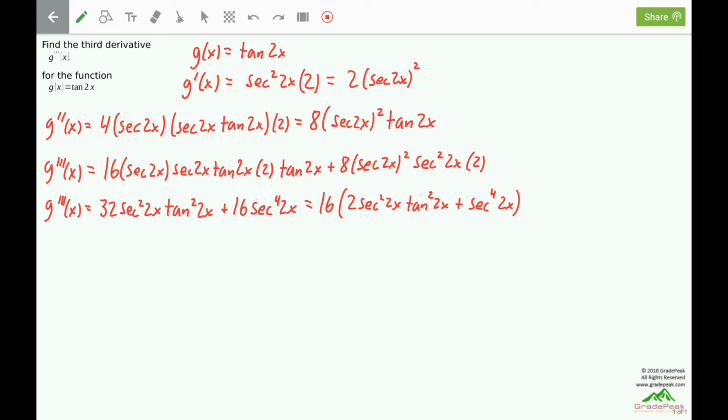And we also have a power of secant that can factor out. So in each of the terms, we have secants. Here it's a power of 2, here it's a power of 4. We can factor out the lower of the 2, that's the power of 2. So 16 secant squared of 2x. And factoring out a secant squared, that will remove both of them from the first term. So we'll have the 2 and we will have the tangent squared of 2x left over. And from the second term we will take out 2 powers of the 4, leaving 2. We'll have secant squared of 2x. So there's the factored, simplified version of the third derivative, g triple prime of x.